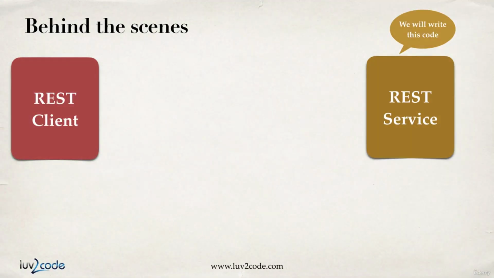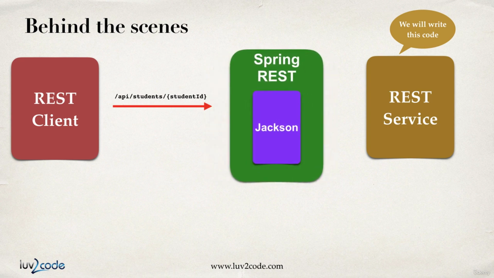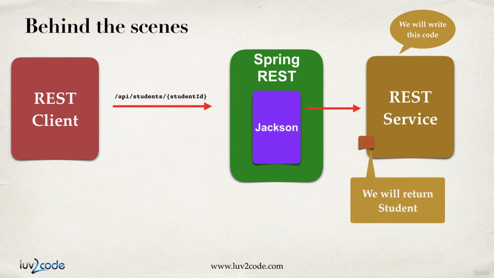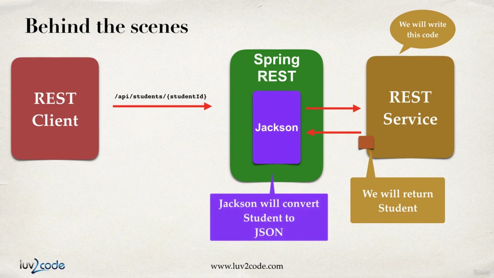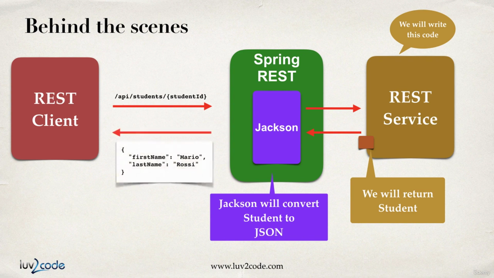Alrighty, so let's look and see how this works behind the scenes. So we have our REST client and our REST service. We'll make a request across for /api/students/{studentId}, and the student ID is in curly braces. And then we'll have Spring REST along with Jackson. They'll make a call to the REST service. So in our code, we'll return that given student. And then Jackson will convert that student object, that student POJO, to JSON and then send it back across to the REST client. You've seen this process before, but I simply wanted to show you the information again, along with just using a single student object as opposed to an array list.